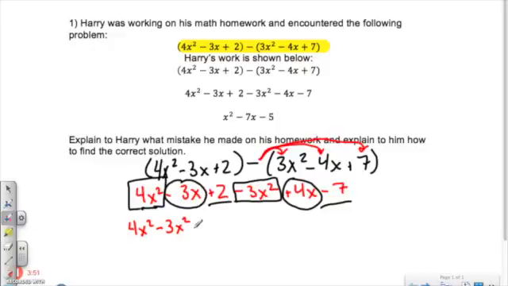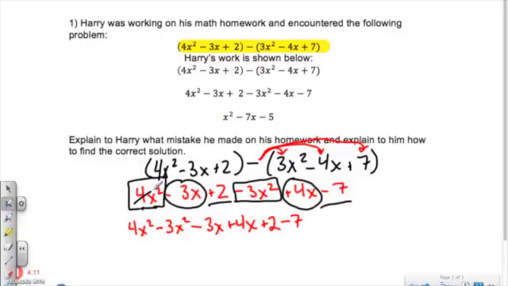And then I'm going to take my minus 3x from here and my plus 4x from here and put those side by side. And then I'm going to deal with my constants, so plus 2 and negative 7. If you have trouble going from this step to this step, what you might want to do is, as you write one down, cross it out.